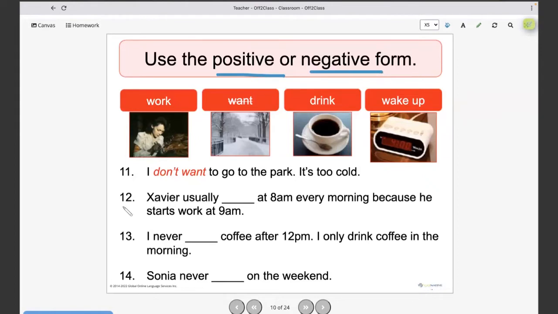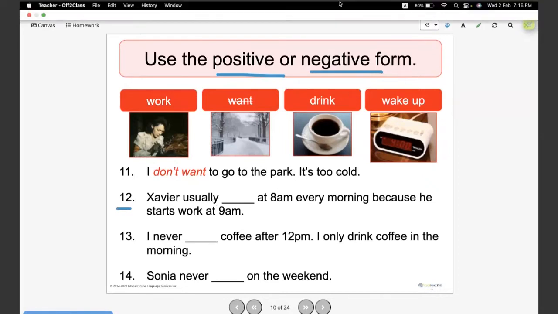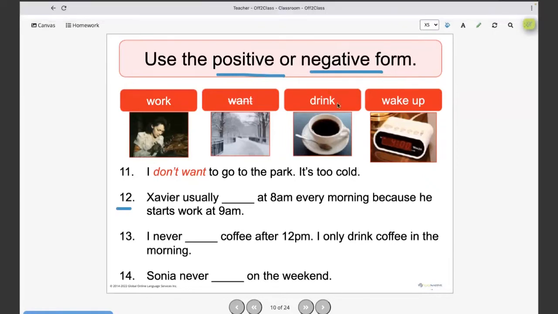Let's start with Nora, 12. Xavier usually wakes up at 8 a.m. in the morning because he starts work at 9 a.m. Bravo. So you said wakes up because Xavier is he. Very good. Now Manal, 13.